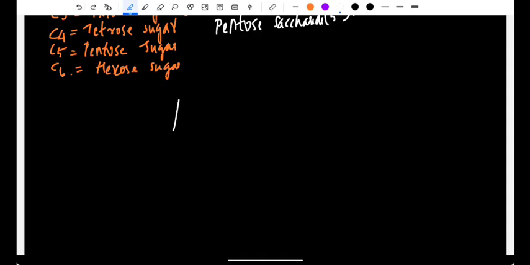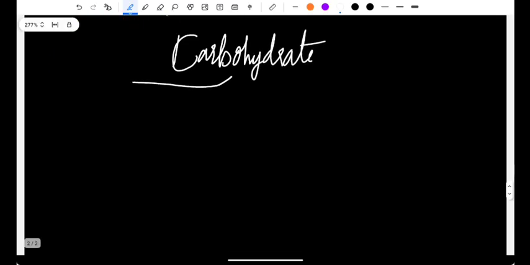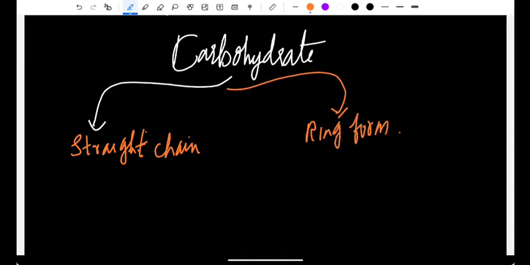Based on the structure, here we can write carbohydrate. So they exist in straight chain. Okay, they exist in straight chain. Also in ring form. They exist in these two forms, straight chain and ring form.